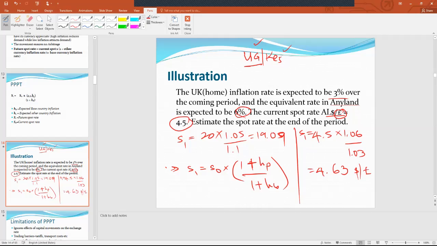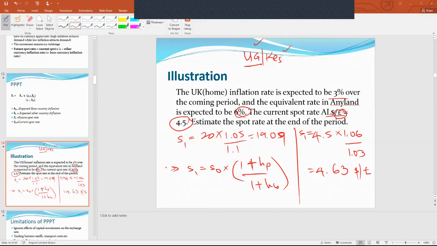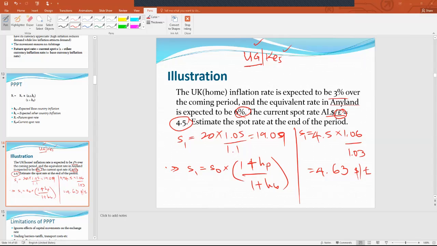In short, you can estimate what the spot rate will be maybe in a year from now, purely based on the inflation rate differential between those two countries. You can estimate what the spot rate will be 3 months from now, 6 months from now, simply by observing the inflation rate differential between those two countries. Kenya, Tanzania, Kenya, Uganda, two countries, you can determine the future spot rate simply by observing the inflation rate between them.